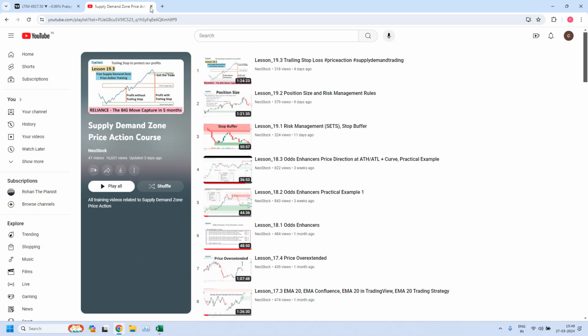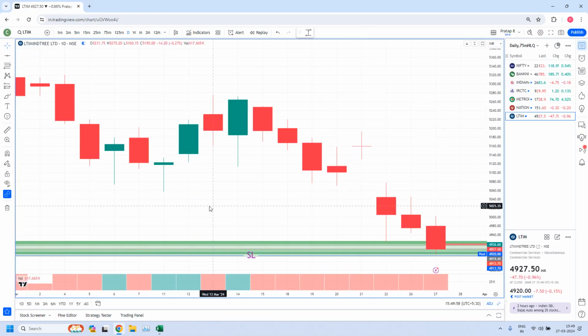Now let's get into the analysis discussion. Yesterday we identified 5 high liquidity zones. Out of these 5, only one high liquidity zone is executed. That too during the last 1 hour of the trading.